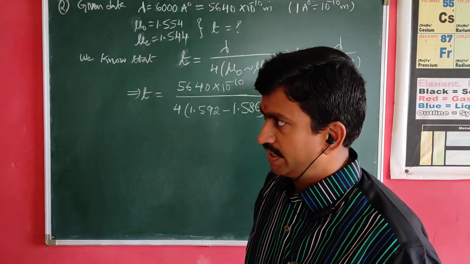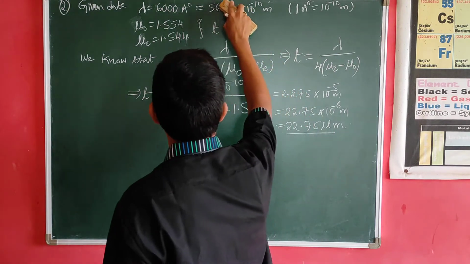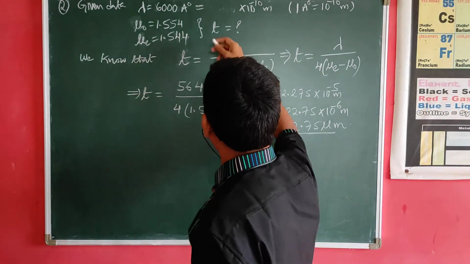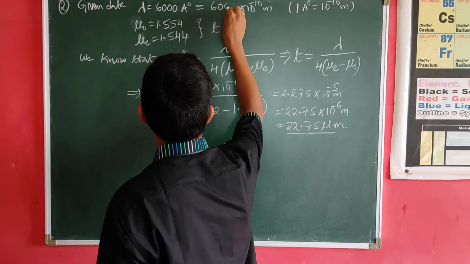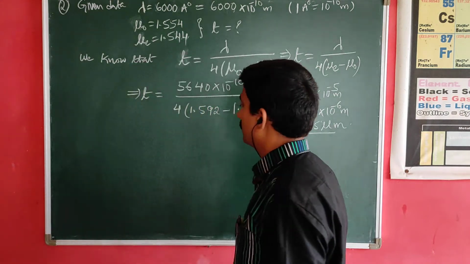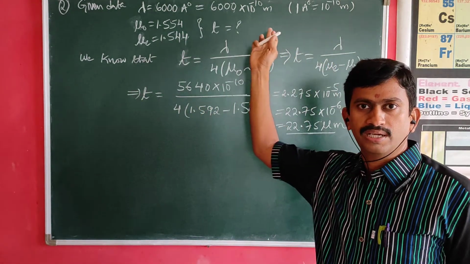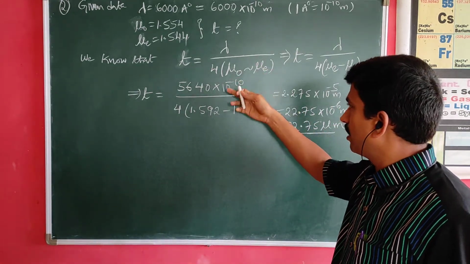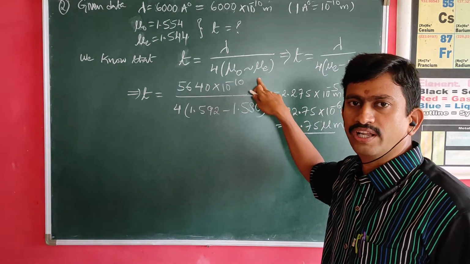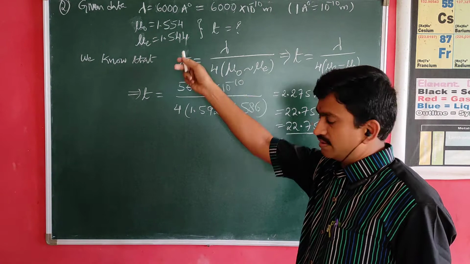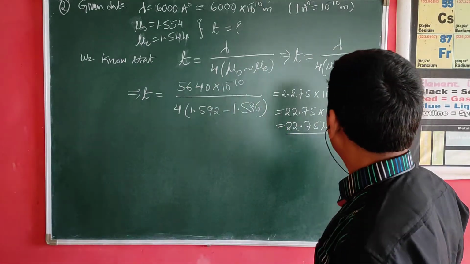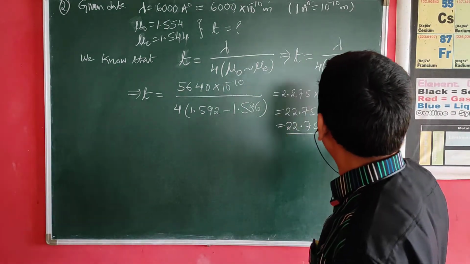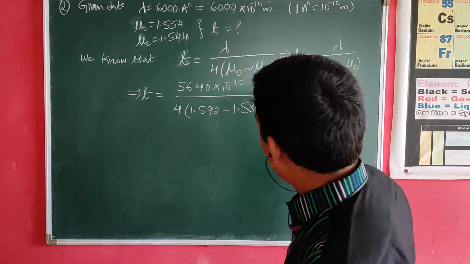So here in this case also we need to find the thickness of the quarter wave plate only. Then the given wavelength is converted into meters, that is 6000 into 10 power minus 10 meters, because 1 angstrom equals 10 power minus 10 meters, you know that. Now the formula is same, that is lambda by 4 into mu O difference mu E. Here the given value mu O is having higher value, hence mu O minus mu E.